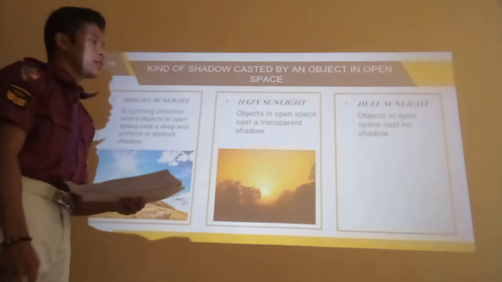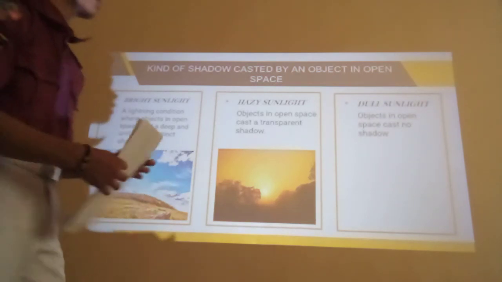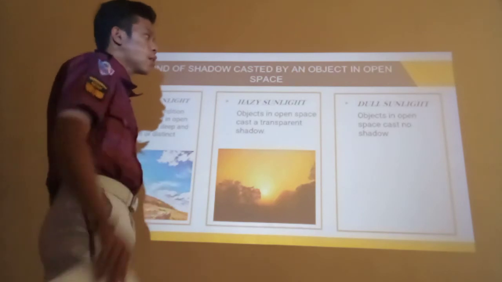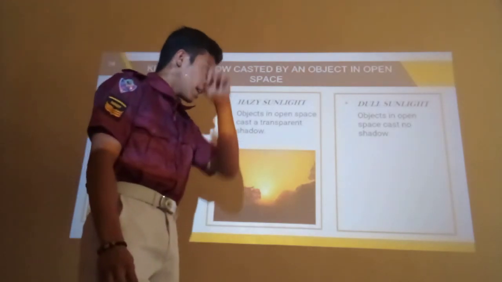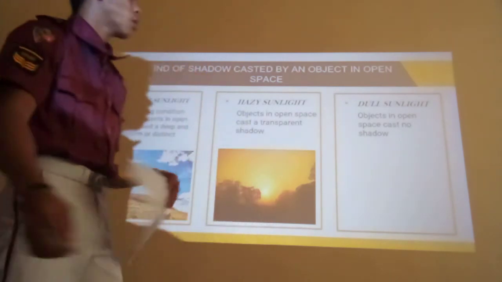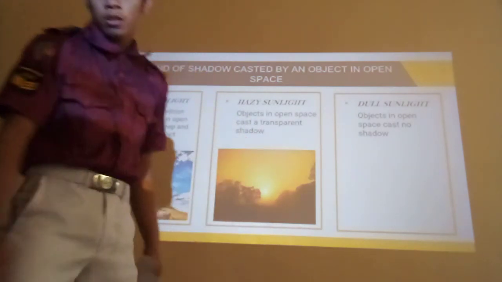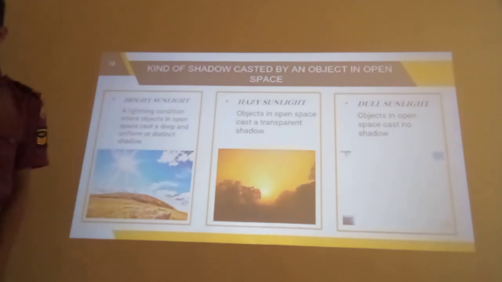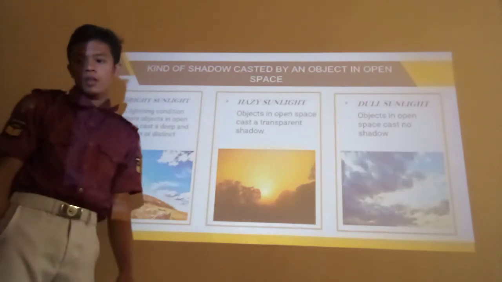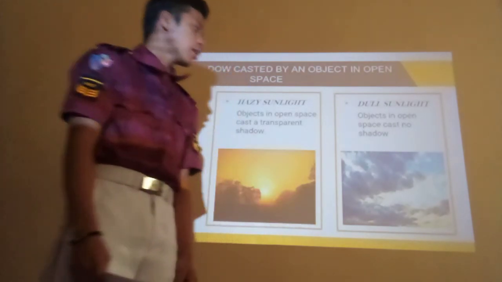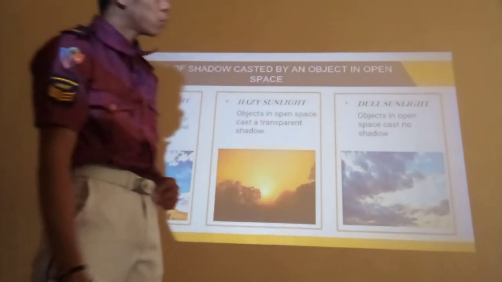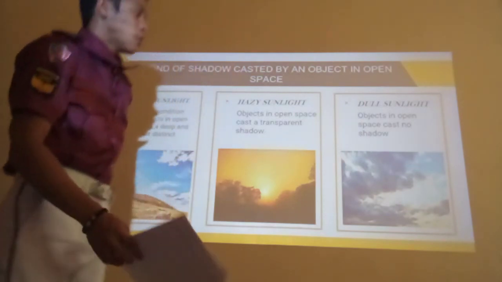The next kind of shadow is dull sunlight. What is dull sunlight? Dull sunlight is when an object in an open space casts no shadows. So there is no shadow in this sunlight. I have here an example. This is the example of dull sunlight. As you can see, there is no shadow.